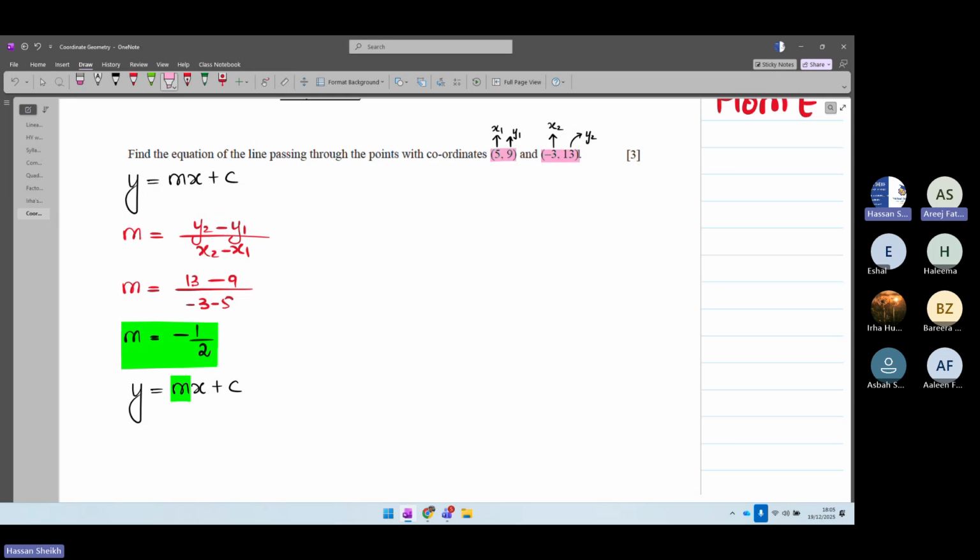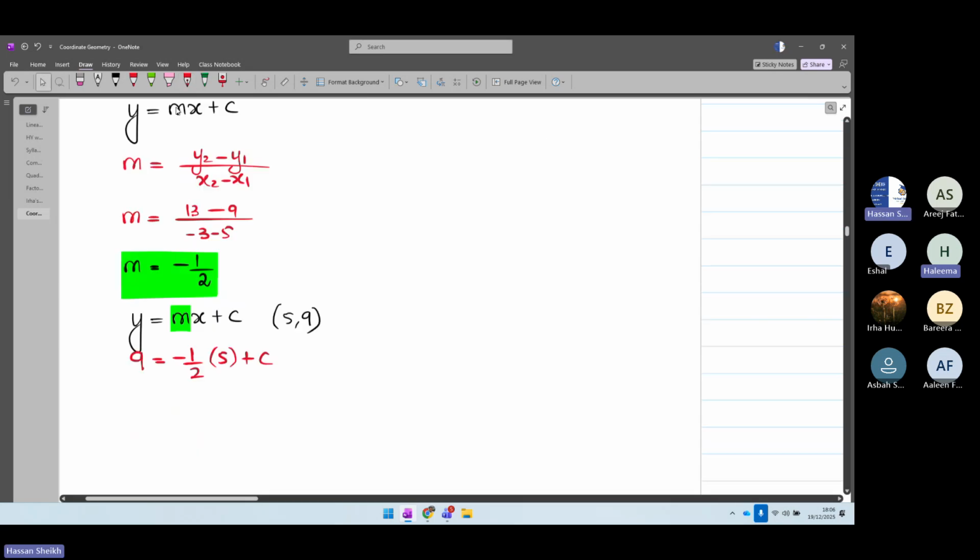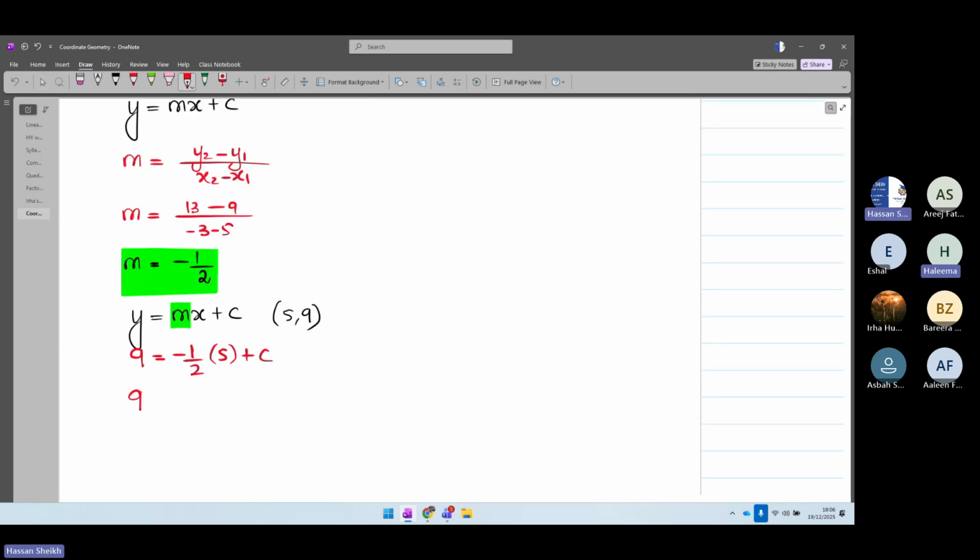Let me take 5 and 9. Okay, do you want me to use 5 and 9? Yes. Okay, I'm going to use 5 and 9 here. Check: is the value of y 9? Yes. What is the value of m? Negative one over two. What is the value of x? Five. Okay, so 9 equals minus 5 over 2 plus c.